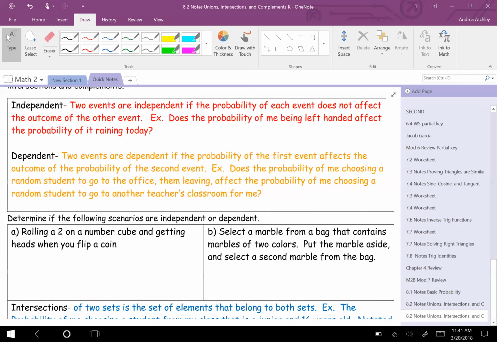Okay, so this is the probability of me choosing a random student to go to the office, them leaving, then I choose another student to go to a different classroom for me. Me choosing the one person to leave to begin with will affect the probability of the second one because there'll be less students in the classroom to choose from. So those are dependent events. So this was no, and this is yes.